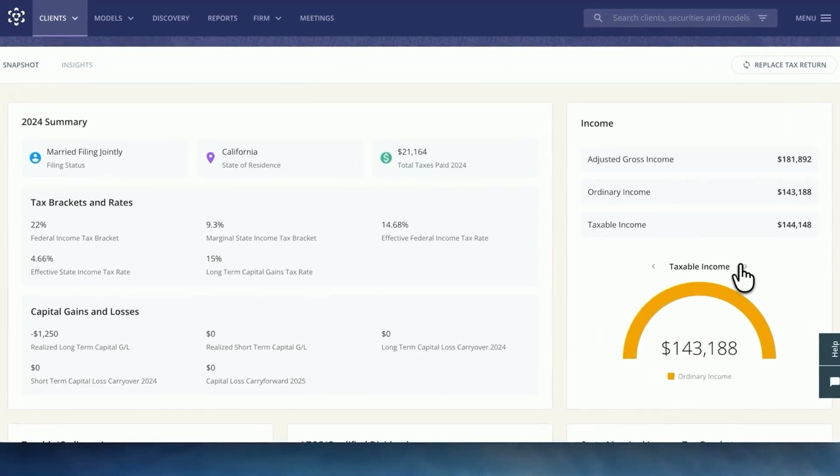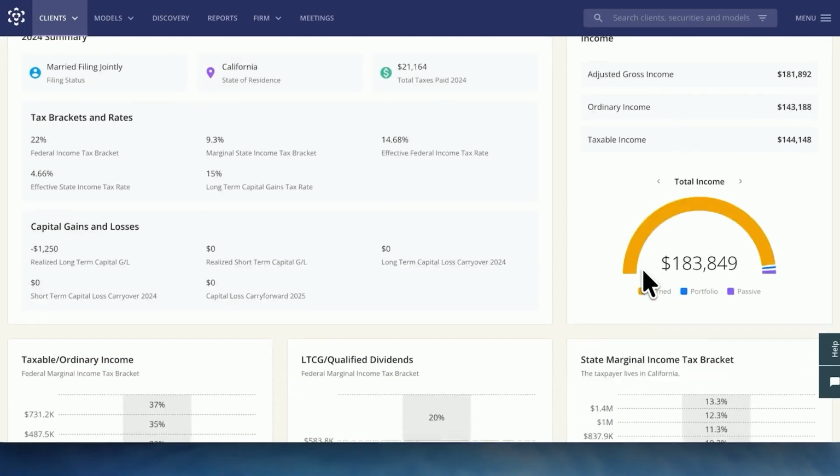Up top are the fundamentals: filing status, residence, total taxes paid, plus brackets and capital gains. It's all organized and client-friendly. To the right is her income illustration, where I can toggle between total income and taxable income. Total income shows everything coming into the household. Taxable income shows what the IRS actually taxes. That gap becomes a powerful teaching moment where planning opportunities start to surface.